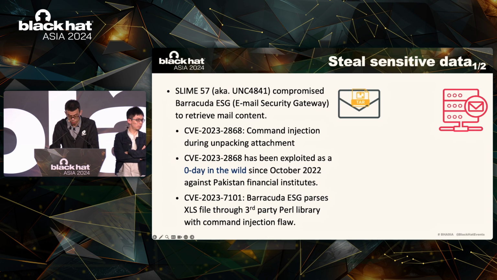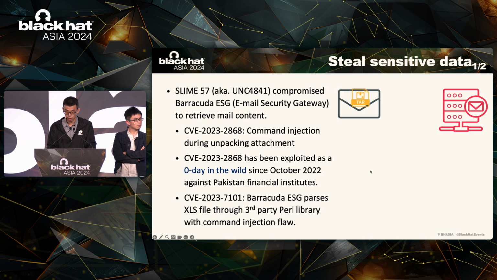Earth Estries, also known as UNC4841 by Mandiant, is well known for compromising the Barracuda ESG. They also compromised Juniper firewalls and another mail gateway in Taiwan. The email security gateway is always deployed in front of the email server in order to check for malicious email, and the Barracuda ESG was compromised to steal mail content, such as mail attachments.